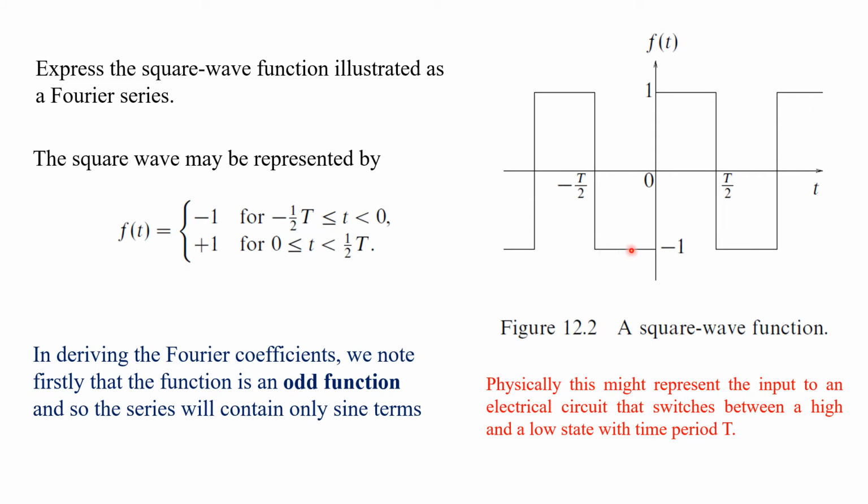Physically, this might represent the input to an electric circuit that switches between a high and low state with a time period T. You usually see this one in alternating current circuits.